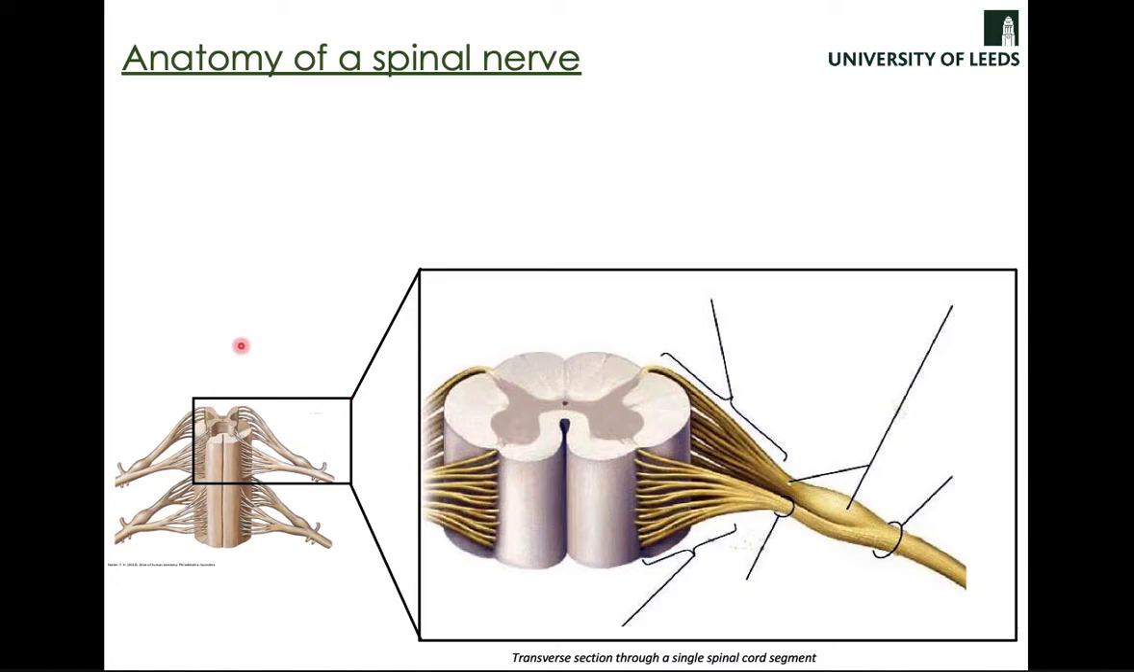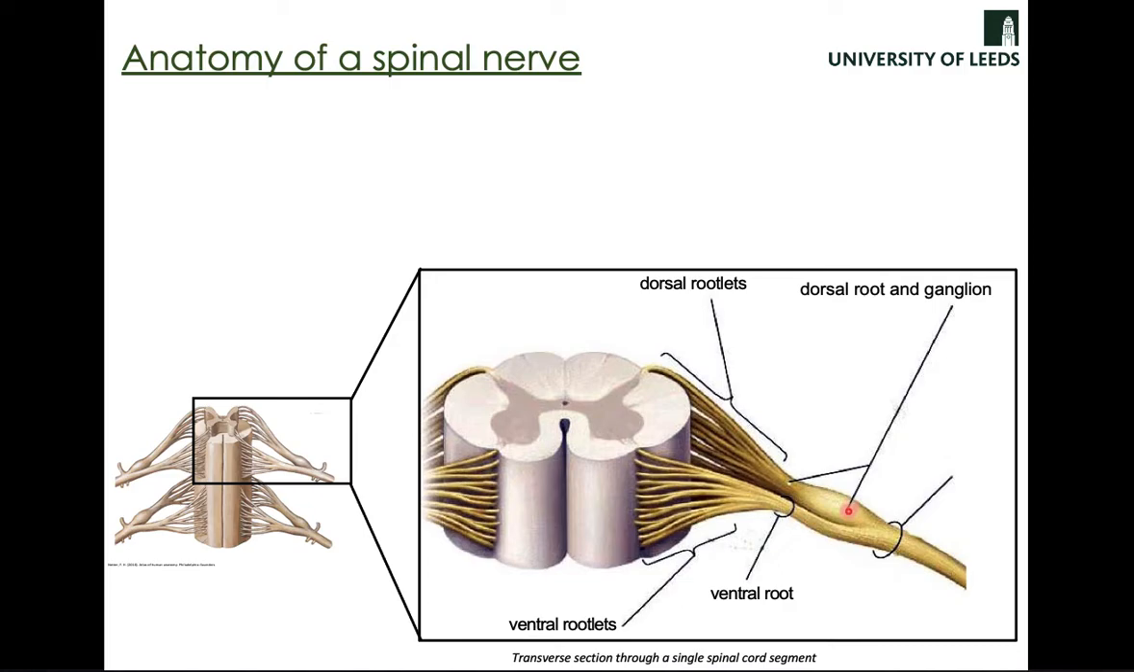So each spinal nerve starts as a collection of ventral rootlets, leaving that anterolateral sulcus, and dorsal rootlets, leaving those posterolateral sulci. The rootlets are going to merge to form roots. So the ventral rootlets are going to merge to form the ventral root, and the dorsal rootlets are going to form the dorsal root. It is important to note that the dorsal root is associated with the dorsal root ganglion.